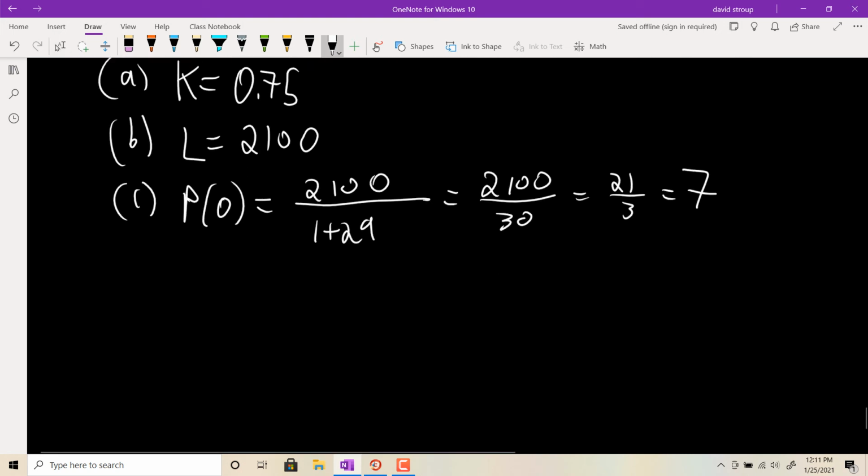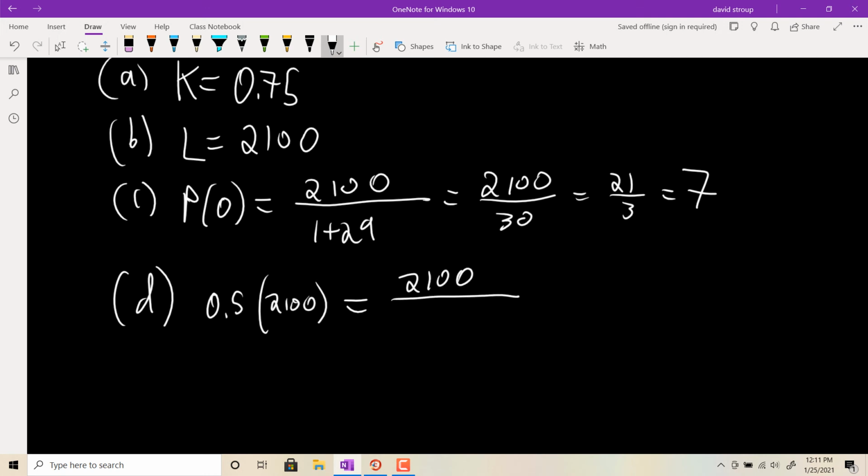Okay. Part D, they want you to find when is the population at 50% of the limiting capacity. So 50% of the limiting capacity means basically 0.5 of 2100. And when is our population equal to that? And the population, you can figure out what it is at any given time t by using the logistic equation, 2100 over 1 plus 29 e to the negative 0.75 t. So solve this for t.